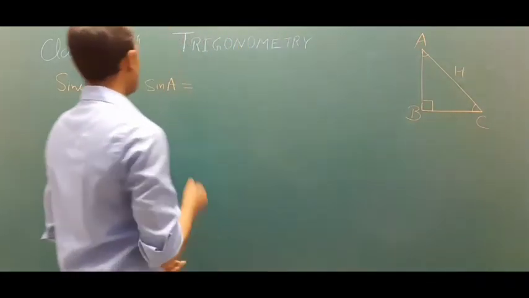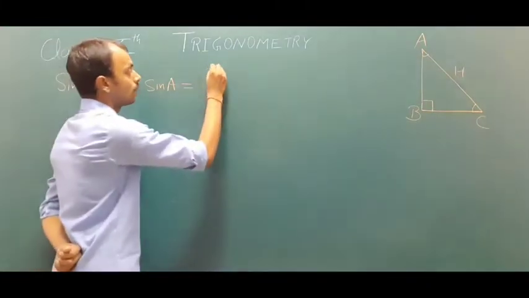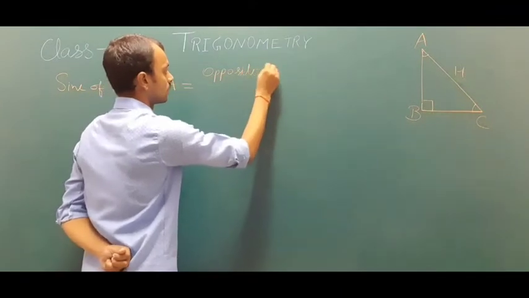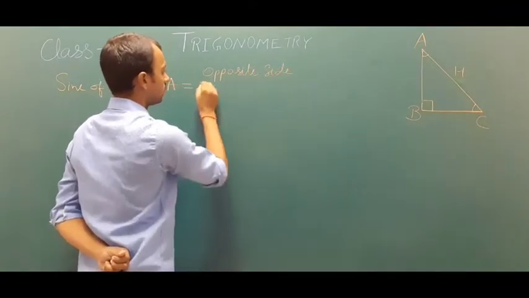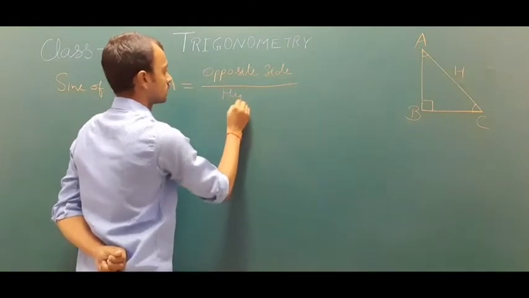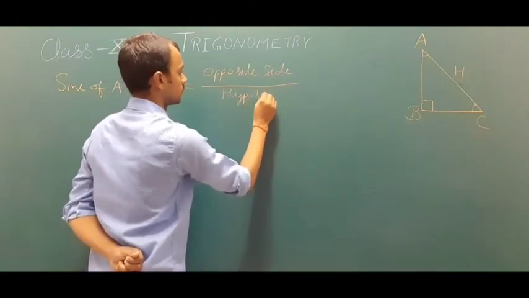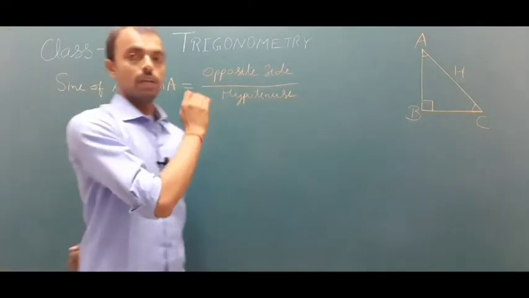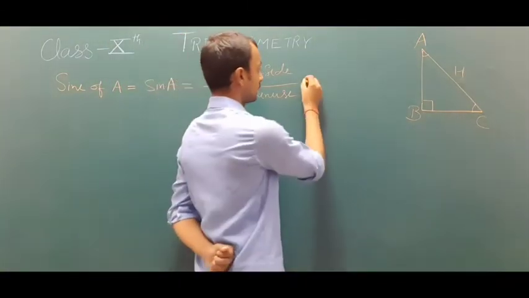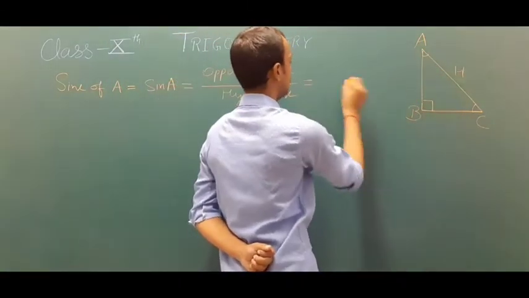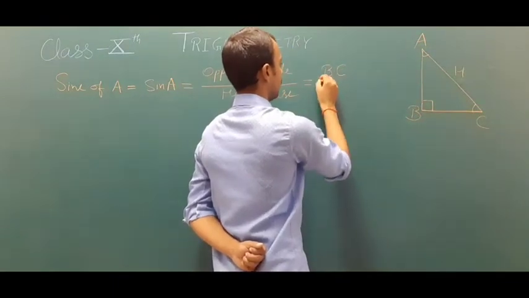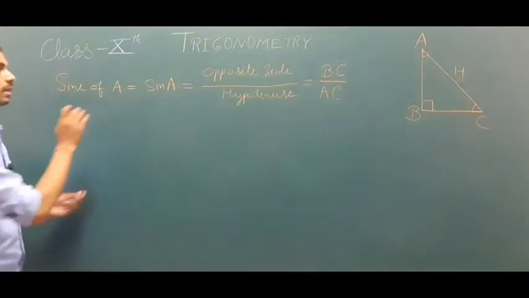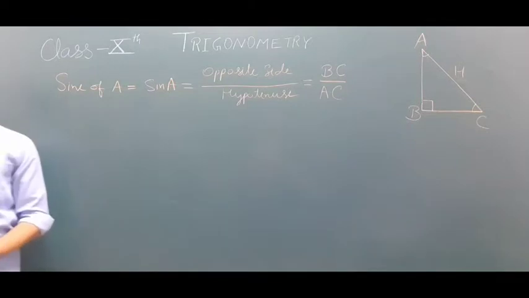So what is sine A? Sine A is opposite side upon hypotenuse. Okay, sine A is opposite side upon hypotenuse. Now what is the opposite side over here? The opposite side of A is BC. And the hypotenuse is AC. So BC upon AC is our sine ratio for this triangle ABC.